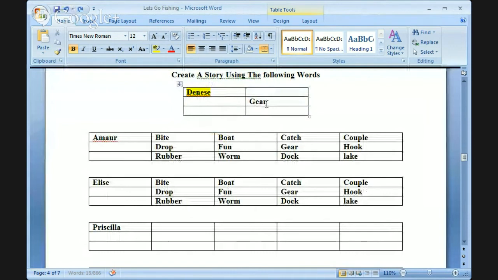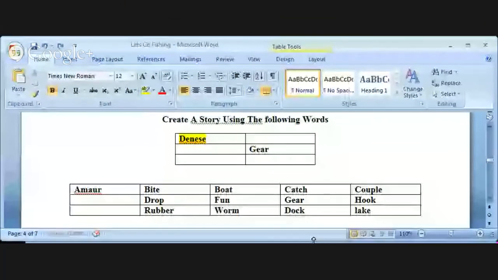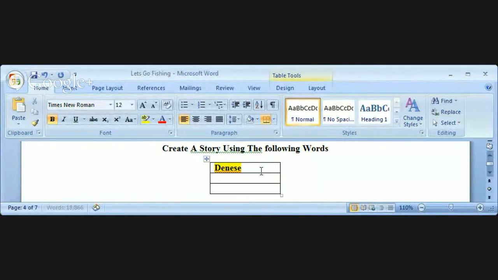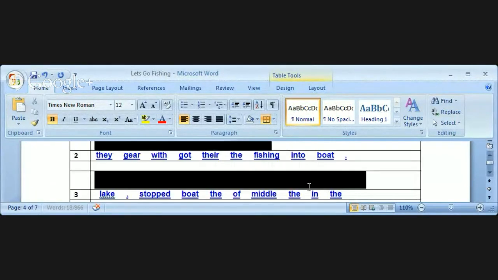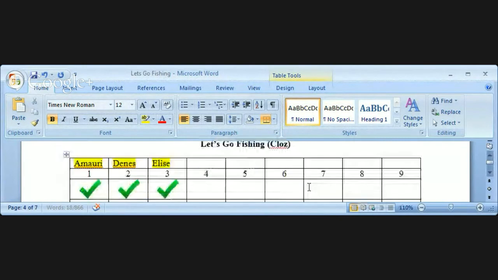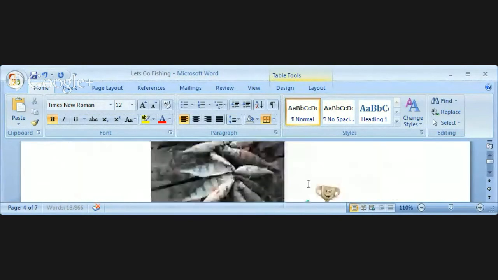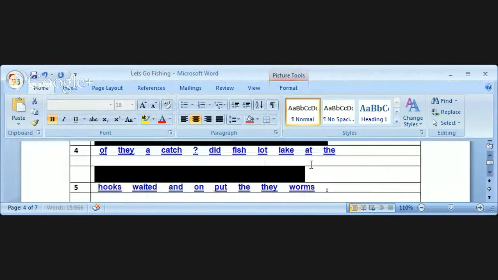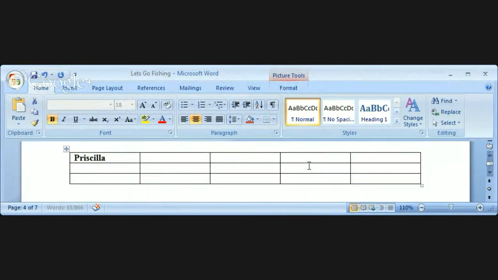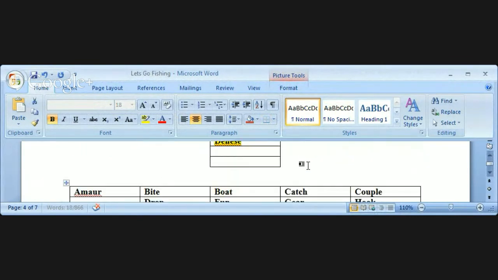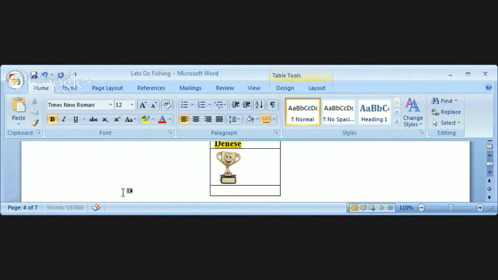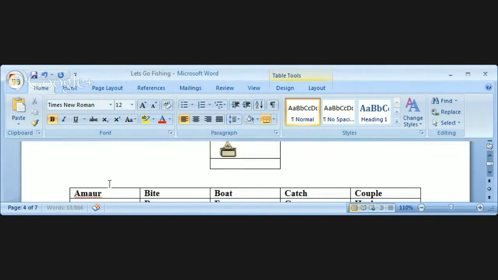Gear is equipment. All right. Okay, so use the gear. Go ahead and use the word gear. They use the gear to get fish. Okay, great. Okay, let me see if I can find a little trophy for you. They use gear. Okay, and that was Dennis. Control V. Okay, yay.